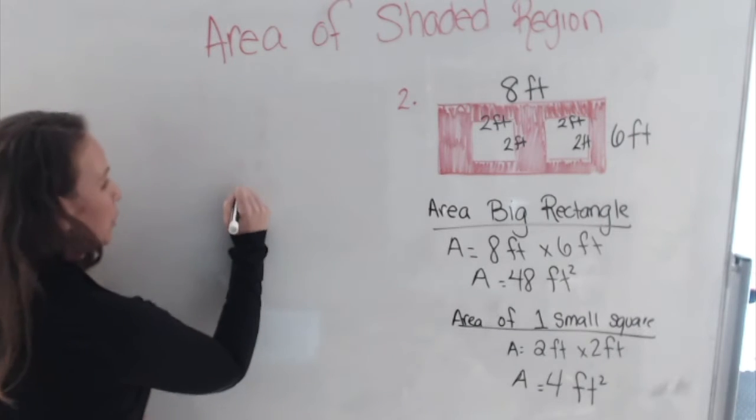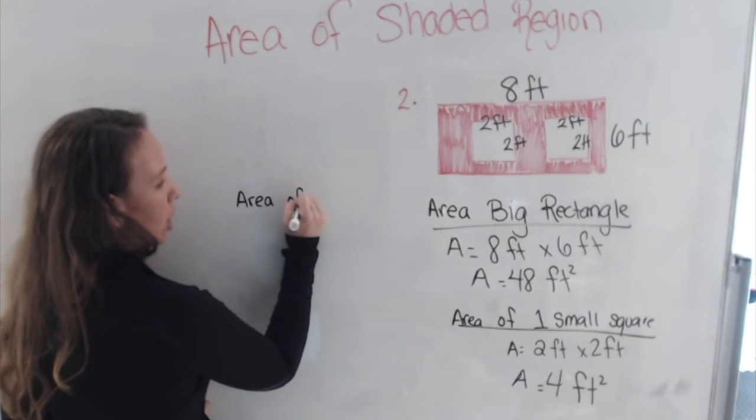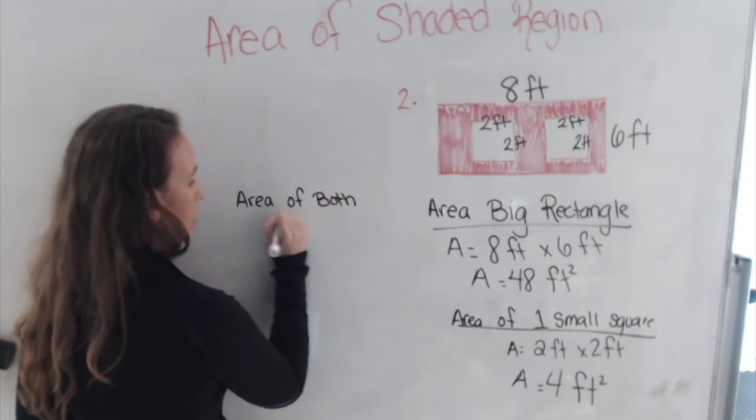So now I'm going to ask you, what is the area of both small squares?